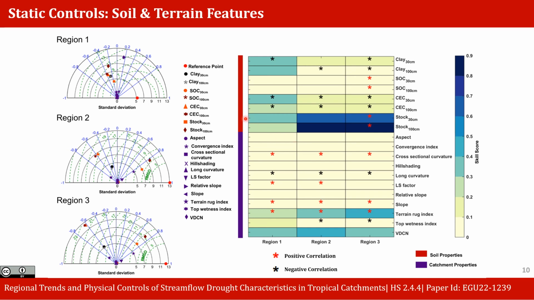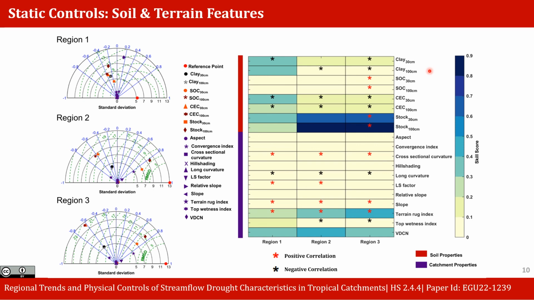Not only this, to explain it more to the audience, we have drawn Taylor diagrams. They show standard deviations and the RMSD, root mean square deviations, and also the correlation values. Here what we found is that the correlation values are higher for the stock at 30 centimeters, and also for the stock at 100 centimeters, and the stock at 30 and 100 centimeters are significant for region 3.